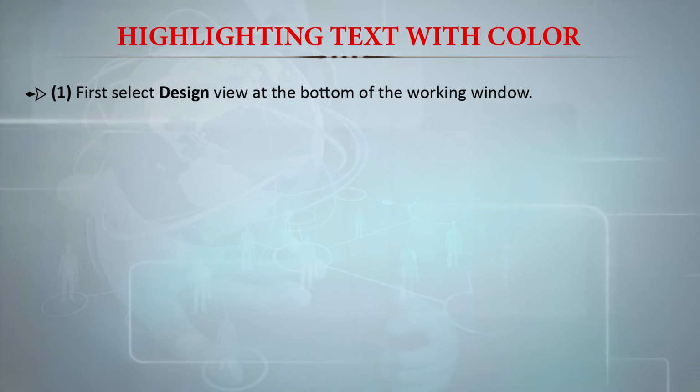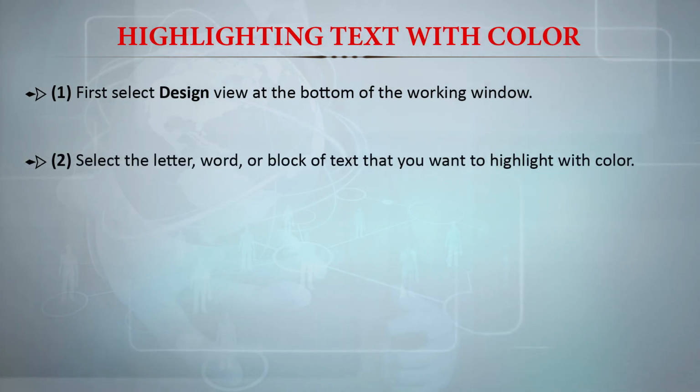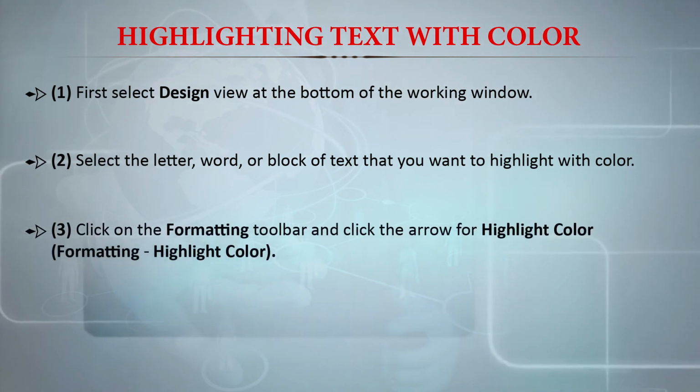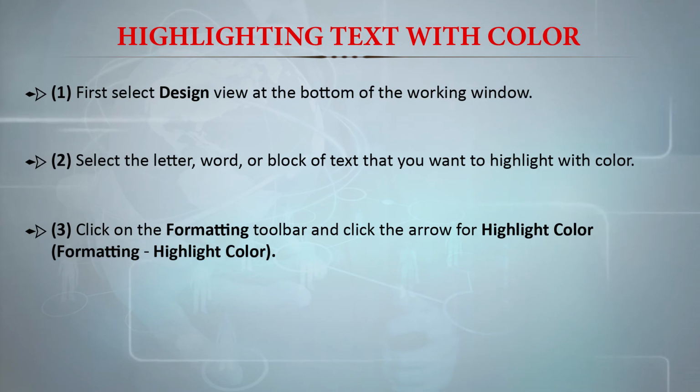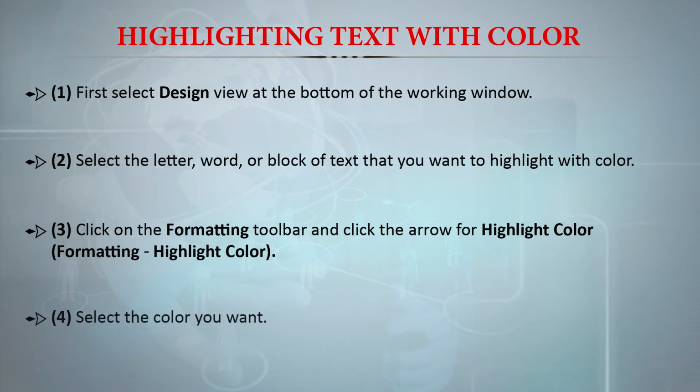Then we can highlight the text with color. To highlight the text with color, first select the design view at the bottom of the working window, select the letter, word or block of text that we want to highlight with color, click on the formatting toolbar and click the arrow for highlight color. That means select the formatting, then select the highlight color and then select the color we want.